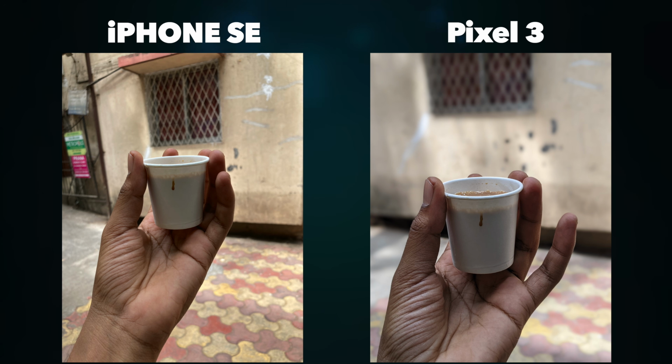But in terms of background blur, iPhone SE is not performing very well because, as I said, it will capture only a human subject for blurry background, and the rest, it doesn't do blurry background at all. As you can see, I'm holding a cup of tea and the background is blurred in Pixel 3, but in iPhone SE the background is pretty much visible.